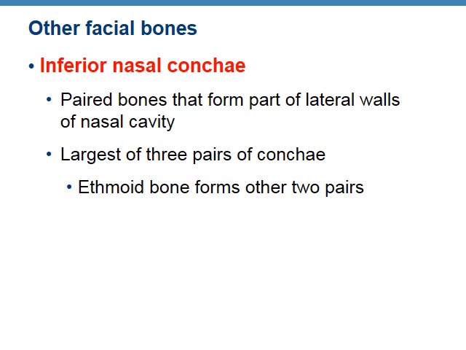Let's talk about the last facial bone, which is called the inferior nasal conchae. It's probably best if we look at the figure, but there are 3 pairs of conchae. 2 of them are located within the ethmoid. One of them is by itself.